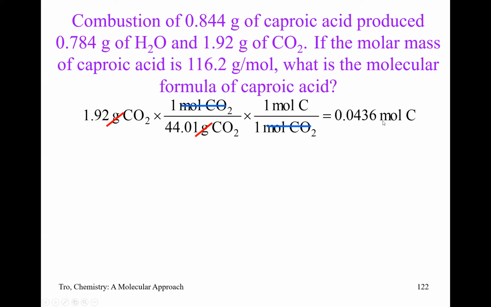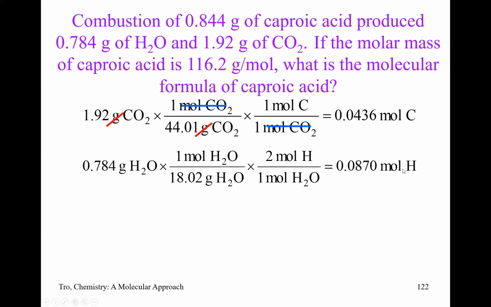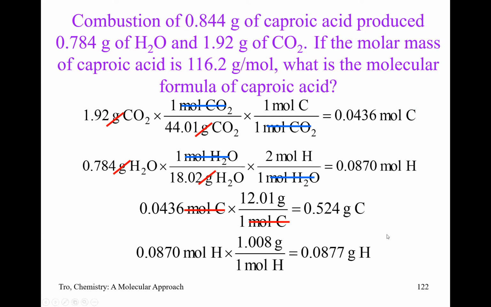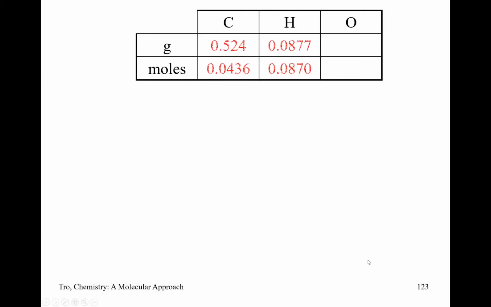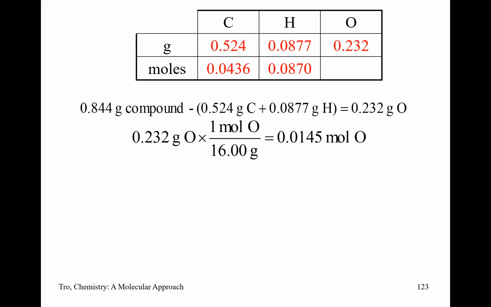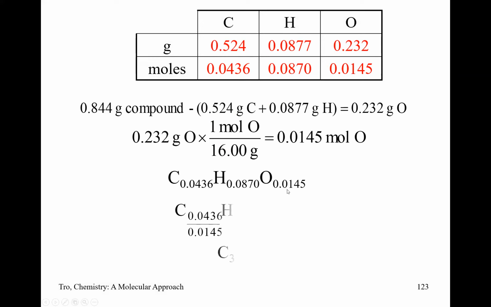From the CO2, we find out how much carbon there is in moles. From the water, we find out how much hydrogen there is. To get to the oxygen, we need to subtract those two amounts from the total. So we add these two together, take the difference. Once we have the grams, we use the molar mass to get to the moles. Now we know the grams of each, the moles of each, our pseudo ratio divided by the smallest. And they come out to roughly whole digit numbers anyway.